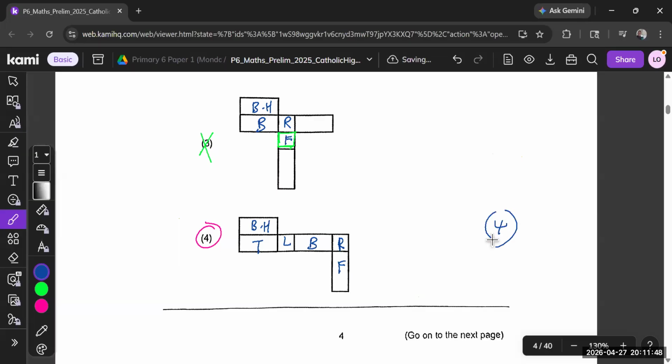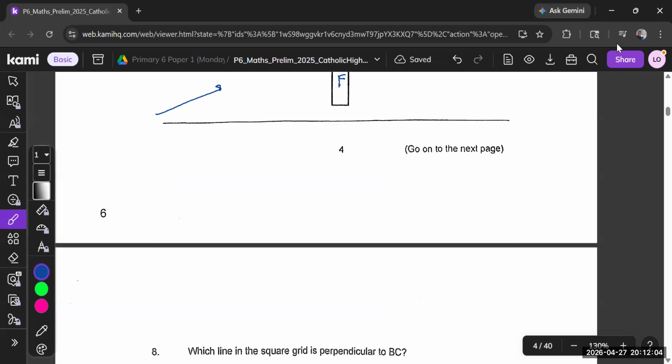Understand? Now, if you cannot mentally visualize, what must you do? Then you cut it out and wrap it into a cuboid. So you may have to cut it up. But in the exam, you can't do that. Right? In the exam, you have to mentally visualize. Okay, next one. Question number 8.